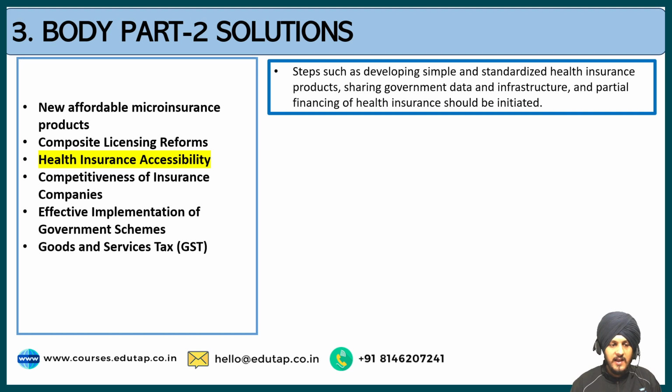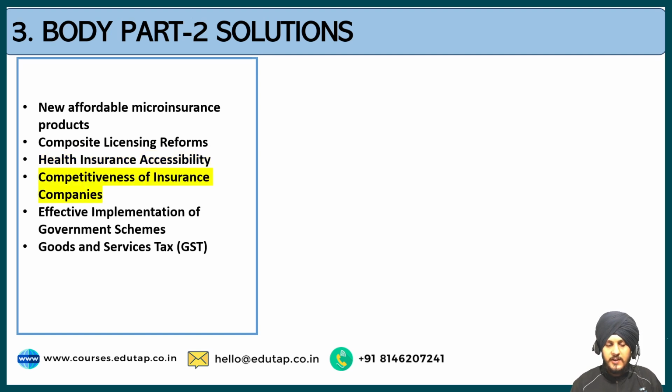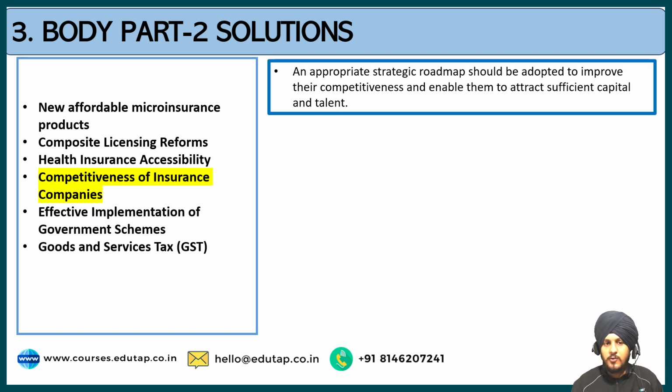So this is regarding the health insurance accessibility. The next point is regarding the competitiveness of insurance companies. As we have seen the different challenges faced by the public sector insurance enterprises, the government should take different steps in order to improve the performance of these companies, and an appropriate strategic roadmap should be created to improve their competitiveness and enable them to attract sufficient capital and talent. So that could be another solution with respect to that.